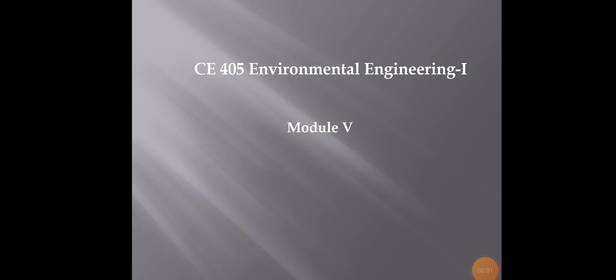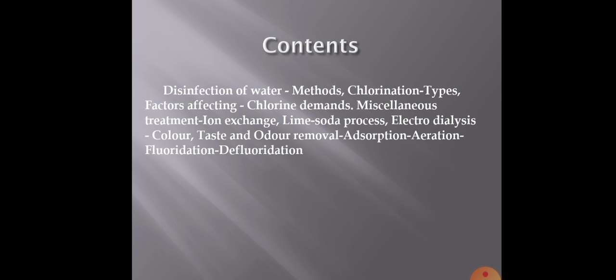Welcome everyone. So today we are going to move on to the next module in the subject CE 405 Environmental Engineering 1. So we'll be discussing module 5. These are the contents in module 5: disinfection of water, the various methods, chlorination, the types, factors affecting the chlorination process, then chlorine demands, miscellaneous treatment methods, etc. So these are the topics.